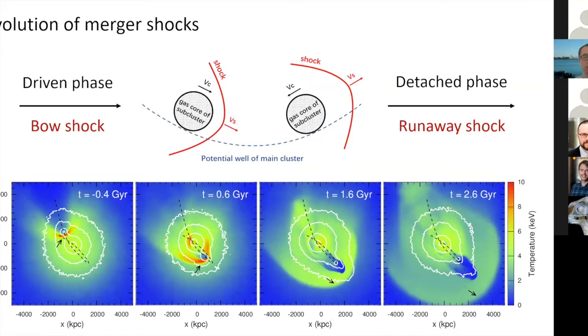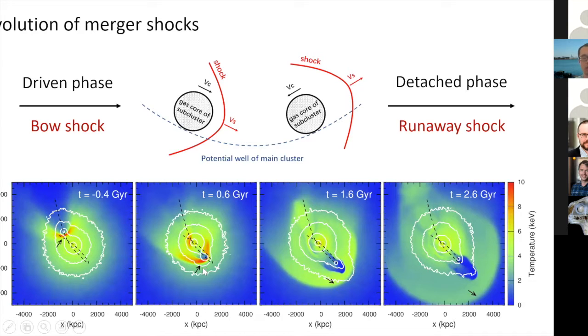Four snapshots from the previous movie are highlighted here. The black dashed line shows you the trajectory of the infalling subcluster, and the black arrows mark the position of merger shocks. The boundary between the gas halo of the subcluster and the atmosphere of the main cluster is a cold front. You can see in the first and the second panels, the cold front and shock front move together along the same direction.